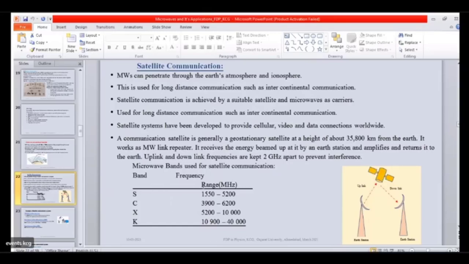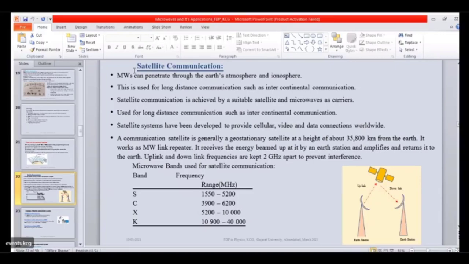Okay, and various bands which are used for satellite communication are listed here. Say S band, C band, X band, and K bands are used for this. Here you have to remember one point, that the frequency of the transmitted signal and the frequency of the signal sent back by the satellite to the receiver are not the same. They are different, and they are kept different deliberately in order to avoid the interference between the transmitted signal and the reflected signal, right, from the satellite.